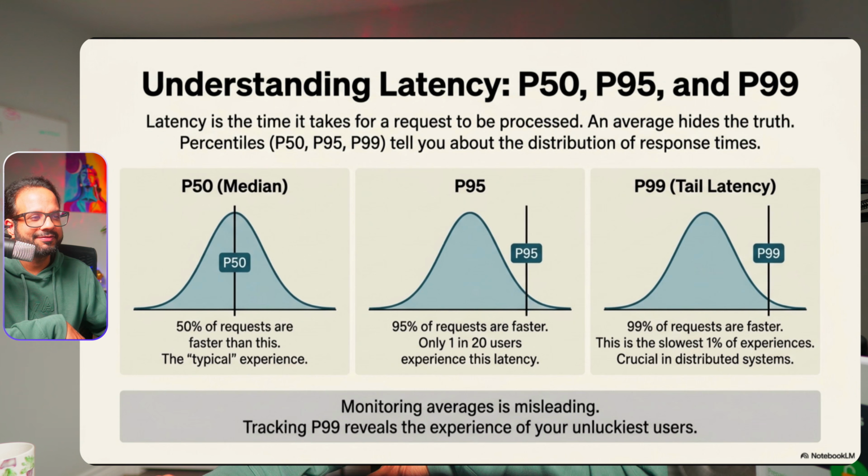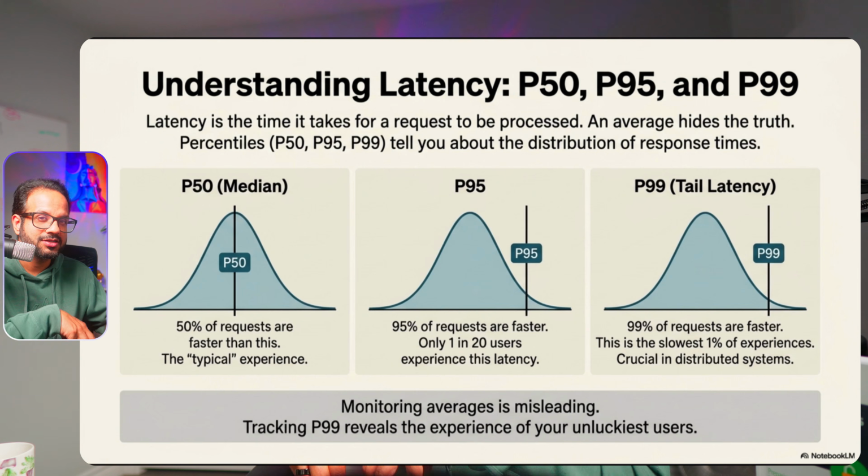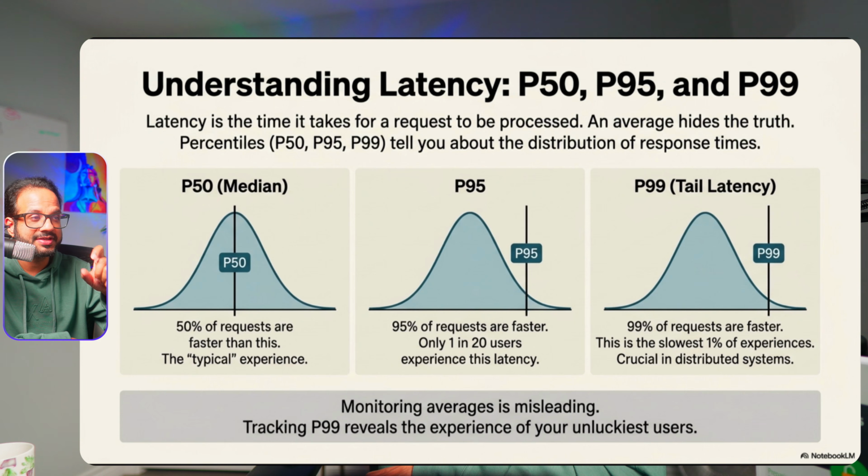Then you have P95, that means 95% of requests are faster. Only 1 in 20 users experience this latency. So you capture that over here. But when it comes to P99 latency, that means 99% of requests are faster and only 1% of the requests are slower, or only 1% of all the users are facing this issue. So you are focusing on those 1% users that are facing the issue, right? So that's what we monitor over here.